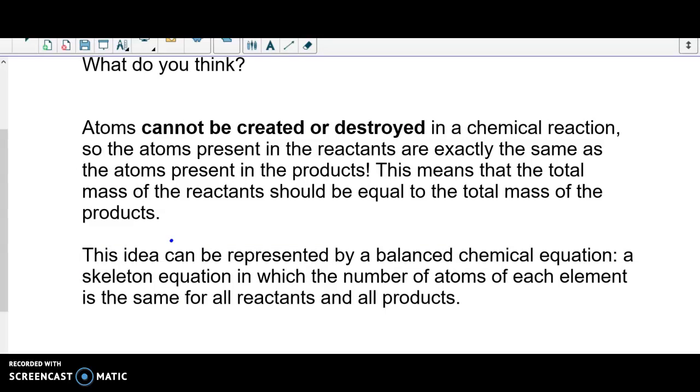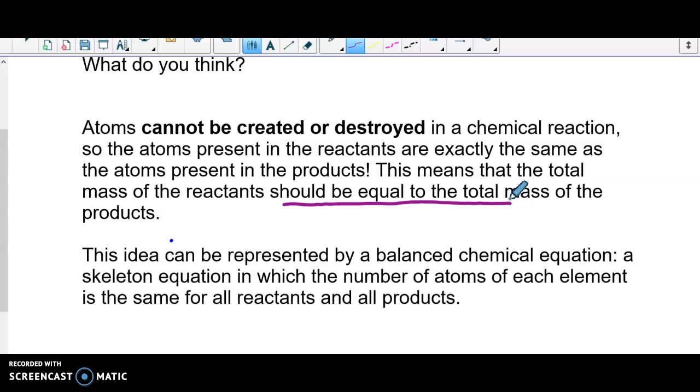Why? Because atoms cannot be created or destroyed in a chemical reaction. The atoms that you start with in the reactants are exactly the same as the atoms you end up with in the products. So we should have a mass that is equal before and after.